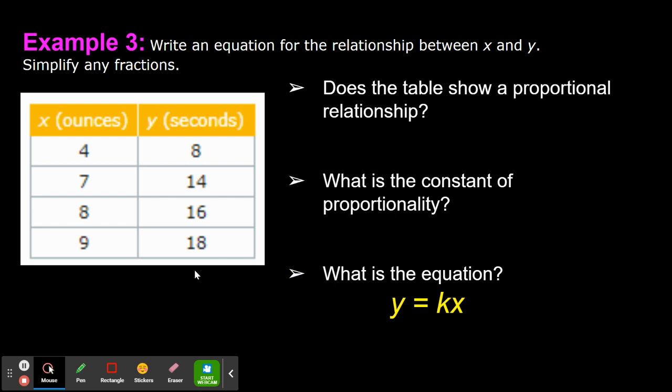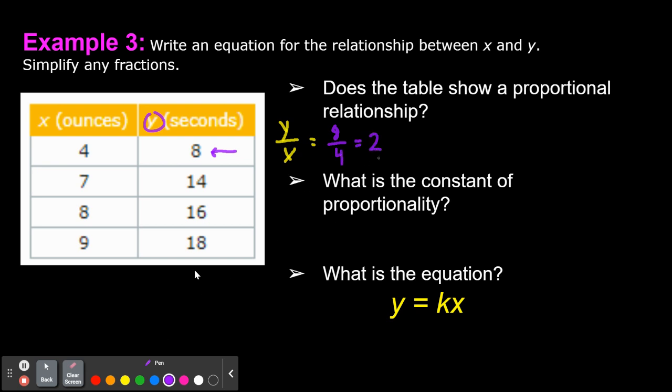So first of all, does the table show a proportional relationship? Let's find out. Remember, in order for this table to show a proportional relationship, all of our y over x's need to be equivalent, need to be equal. So let's just do this one at a time here. Let's start with this one here. Okay. Remember, it's y first and then x. So that's 8 over 4. Okay, that reduces down to 2.